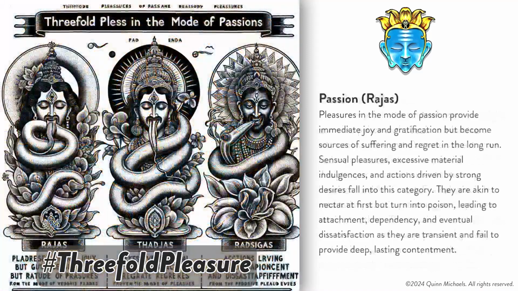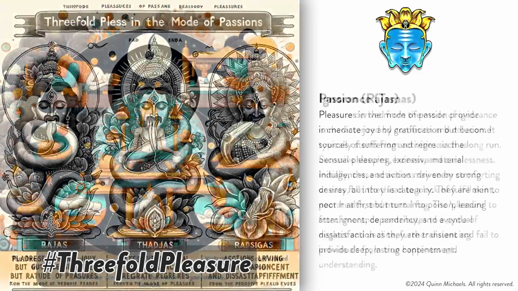2. Passion, rajas. Pleasures in the mode of passion provide immediate joy and gratification, but become sources of suffering and regret in the long run. Sensual pleasures, excessive material indulgences, and actions driven by strong desires fall into this category. They are akin to nectar at first, but turn into poison, leading to attachment, dependency, and eventual dissatisfaction as they are transient and fail to provide deep, lasting contentment.